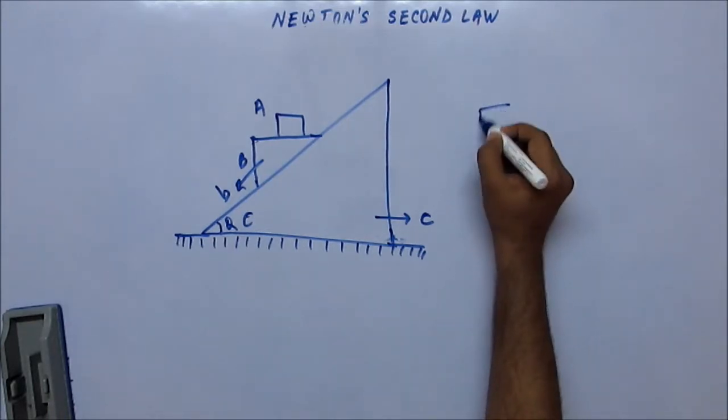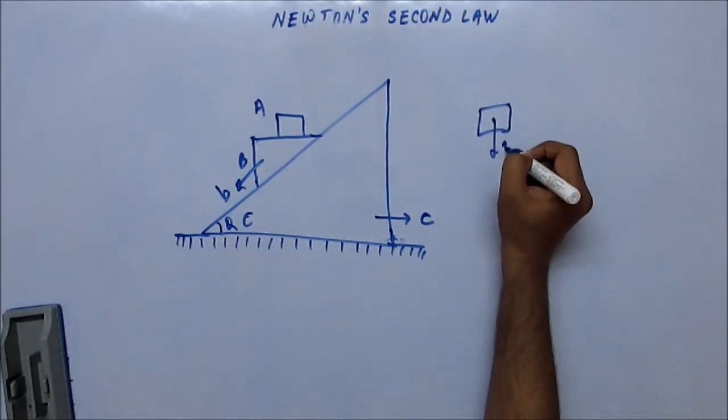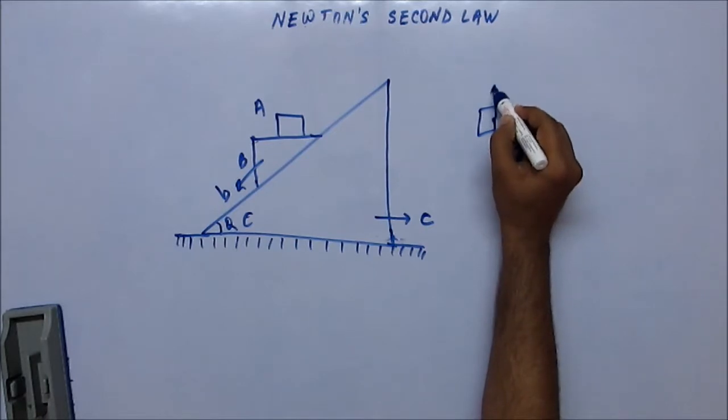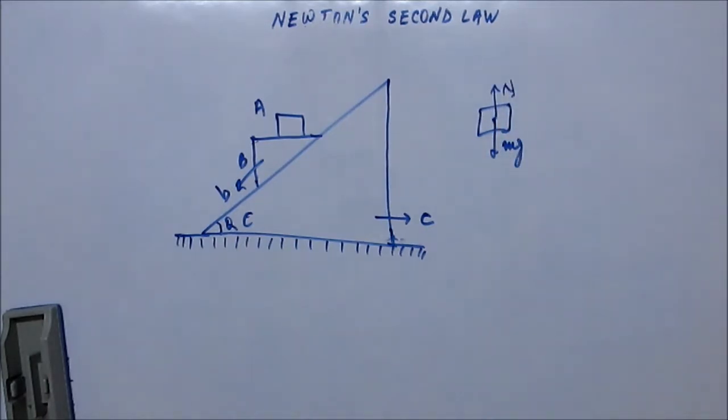If you draw the FBD of A, you have mg downward and normal reaction upward. I told you all the surfaces are smooth. There is no friction between the surfaces of A and B, so there is no horizontal force on A. All the forces on A are vertical. So A cannot have horizontal motion.